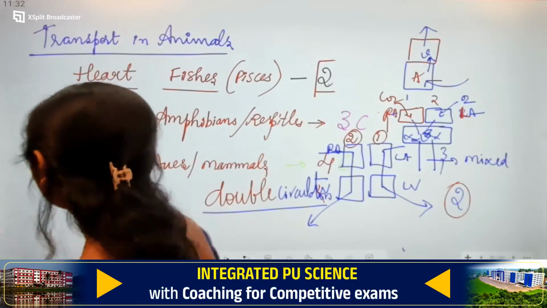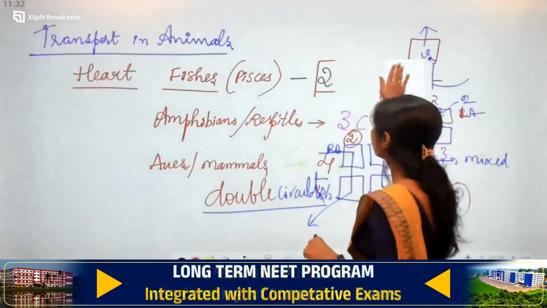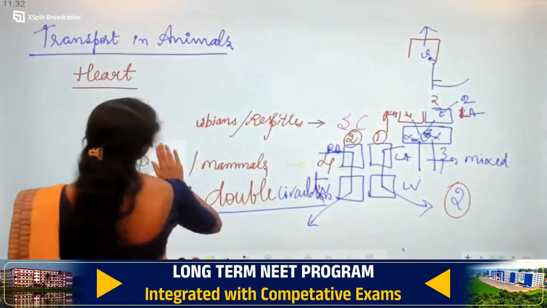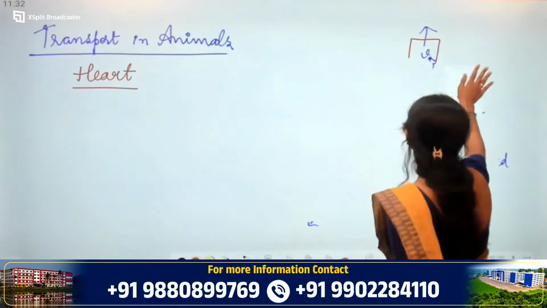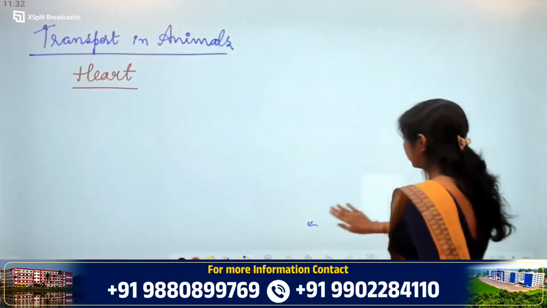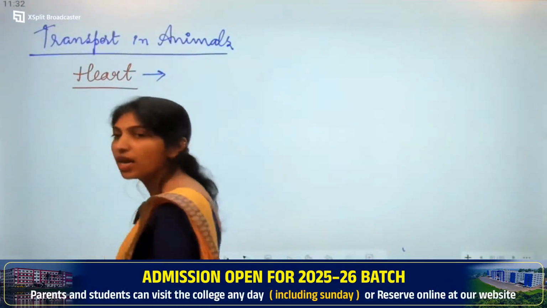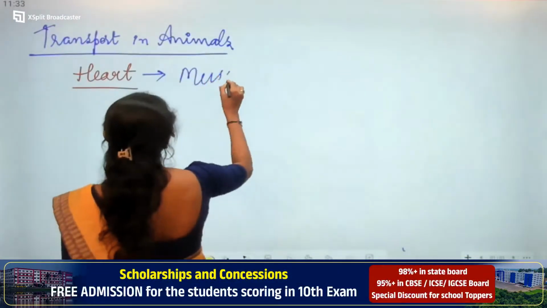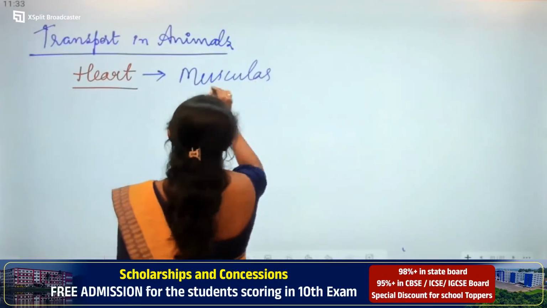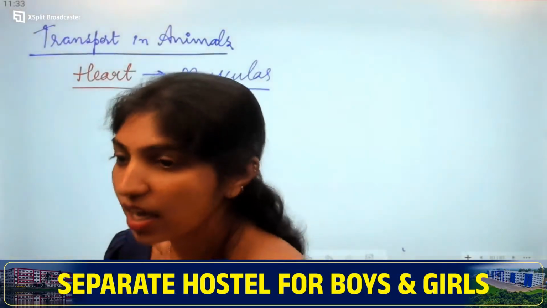Okay, let us get back to the topic. This is about the different types of circulation. Now we will study the structure of the heart, the structure of the human heart. When we say human heart, it is muscular in nature. What is the meaning of muscular? It is made up of muscles. Which is the major muscle that is present in the heart?